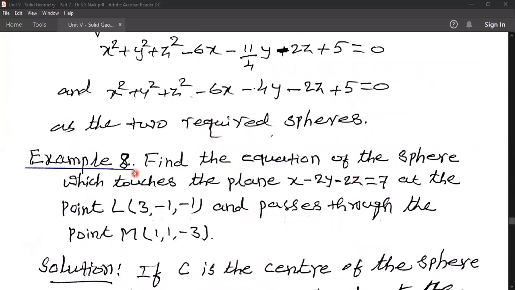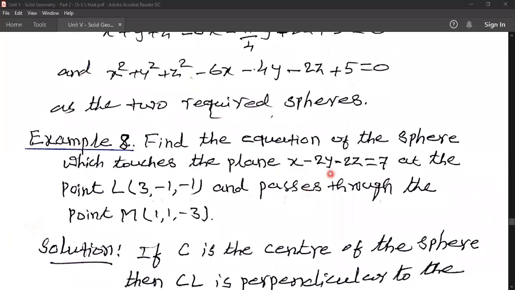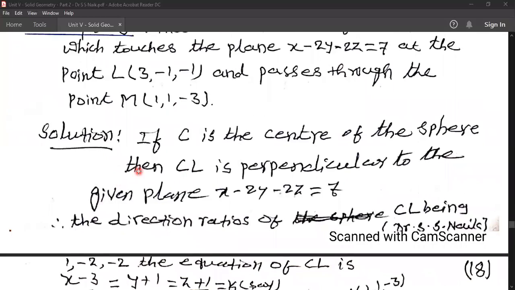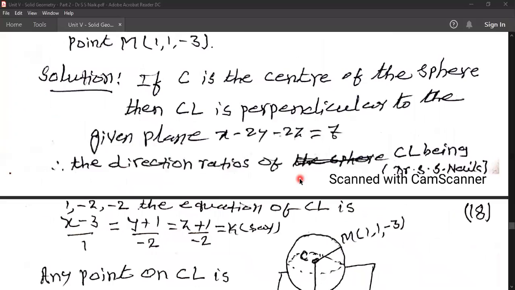Then we'll take the last problem, that is, find the equation of the sphere which touches the plane x minus 2y minus 2z is equal to 7 at the point L(3, -1, -1) and passes through the point M(1, 1, -3). If C is the center of the sphere, then CL is perpendicular to the given plane x minus 2y minus 2z is equal to 7.